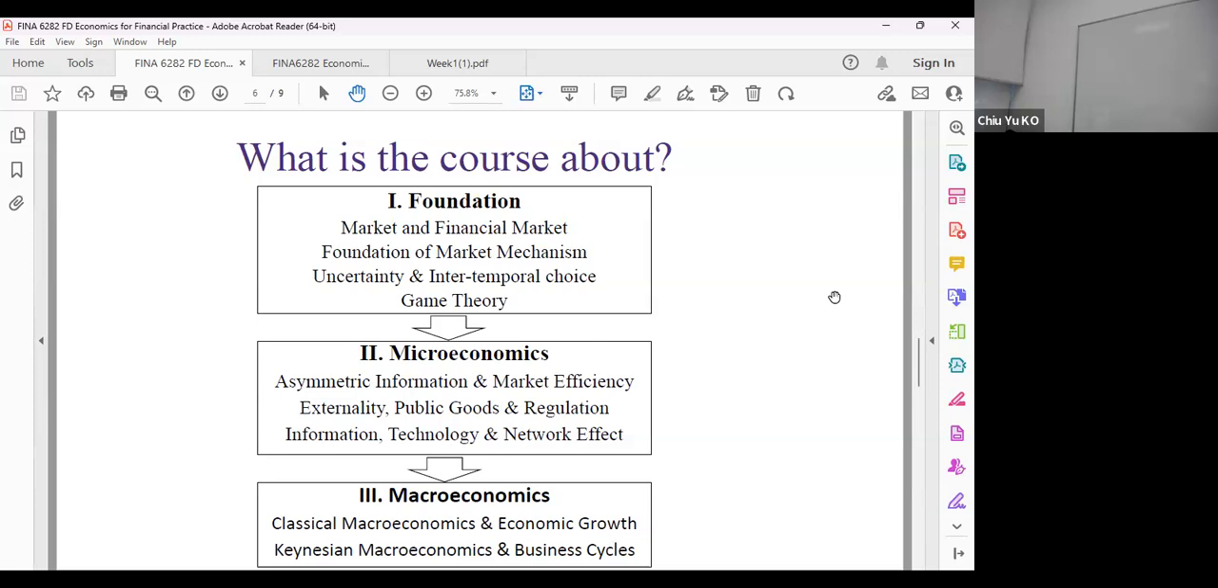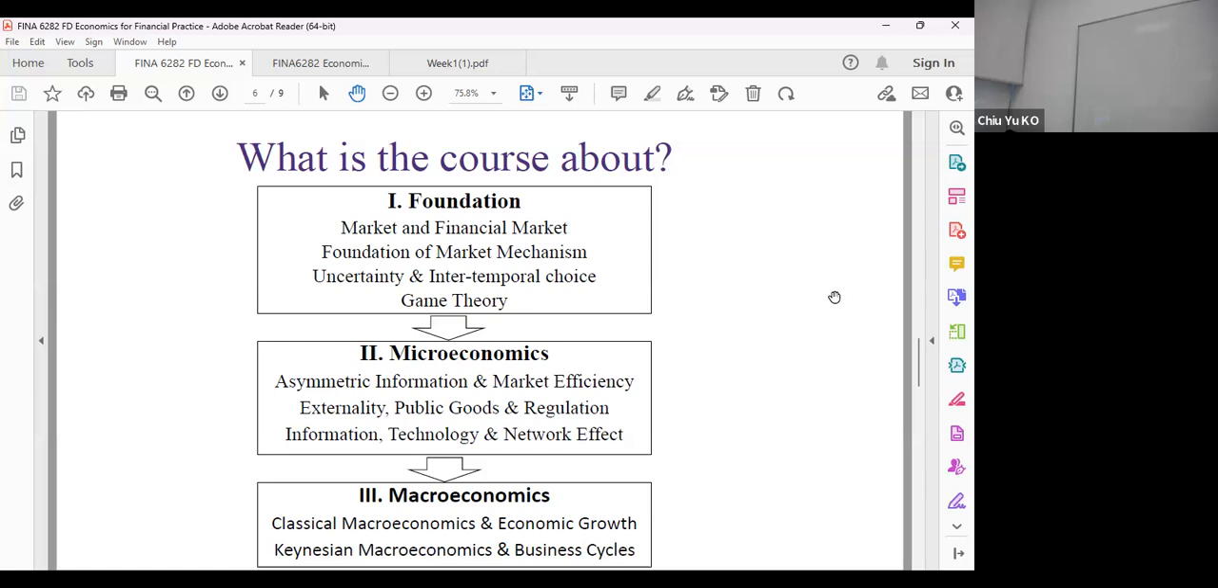And after that, we will focus on microeconomics for three topics. We will dip down to asymmetric information, look at how contract theory works in practice, and give you some explanation of what we observe in finance practice. And after that, we look at public goods and externalities, right? Recently we have ESG and CSR, environmental concern, the green stuff.